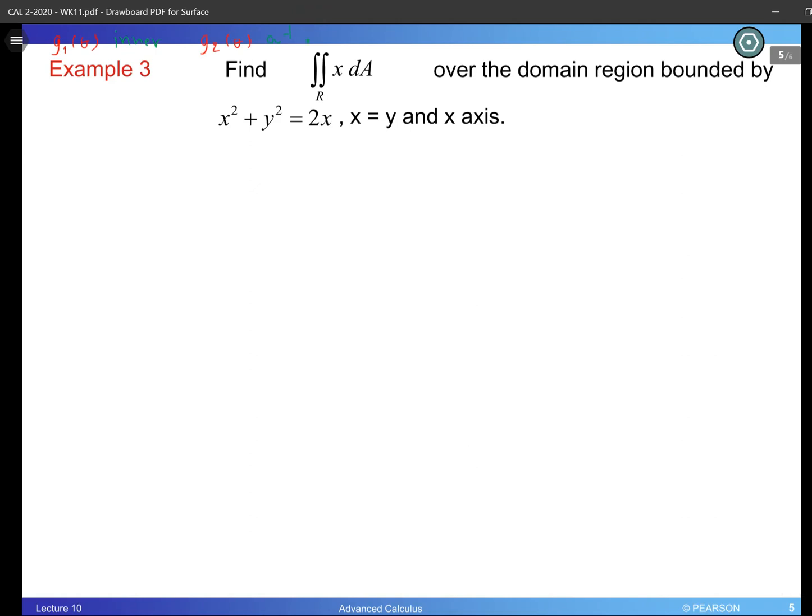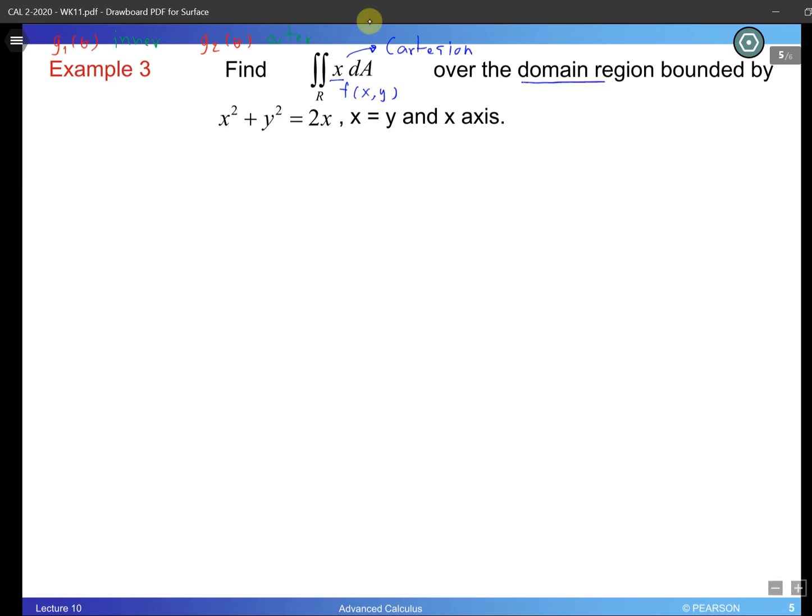Now let's start with this example number 3. Here we are supposed to find the double integral of a multivariable function, and this function is equal to x. Even though this x is alone, this is actually a function of x and y, but it's equal to x. And when you see x like this, you know right away this is in Cartesian form. And we are supposed to find the double integral over a domain region.